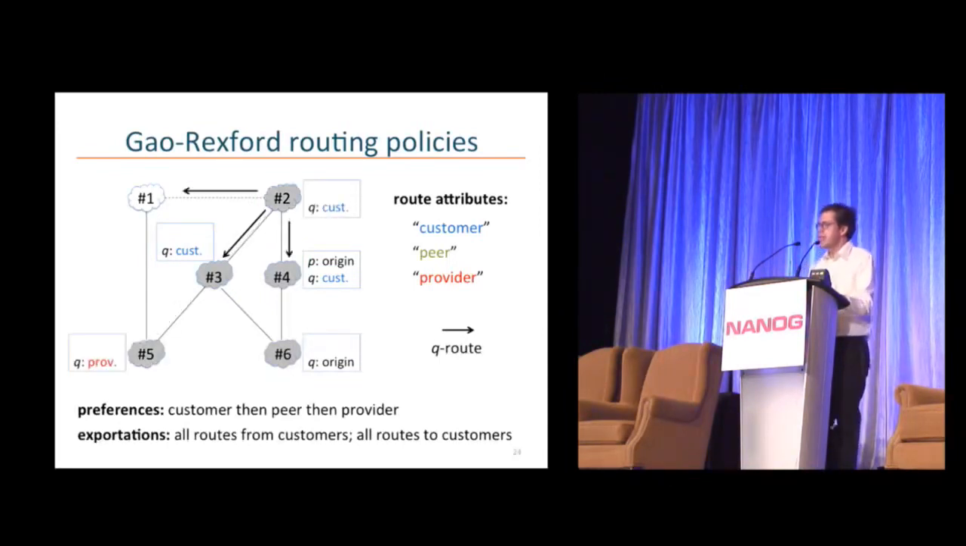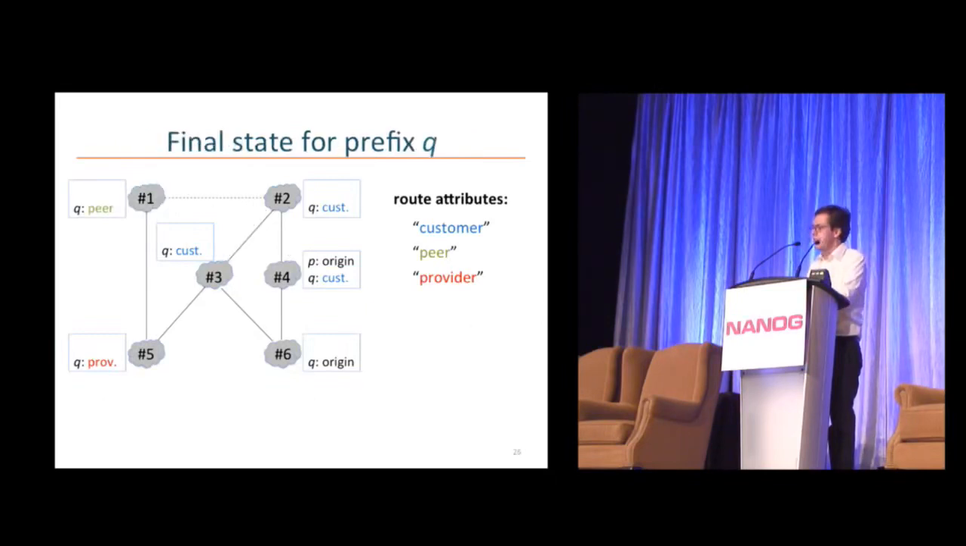AS2 receives the route from AS3 and AS4, and it also elects a customer route to reach Q. AS5 elects a provider route to reach Q. Since AS5 has no customers, it does not send the route to anybody else. AS2 sends the route to AS1. When AS1 receives the route, it elects a peer route to reach Q.